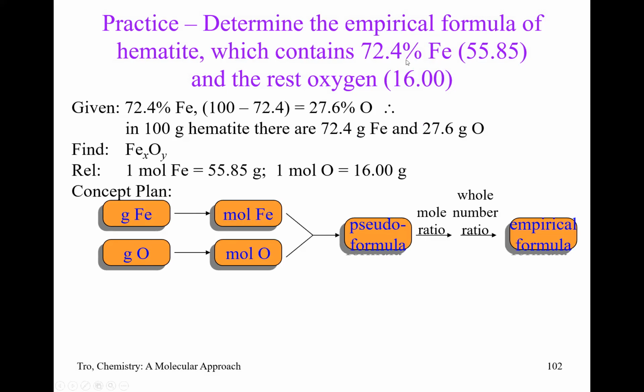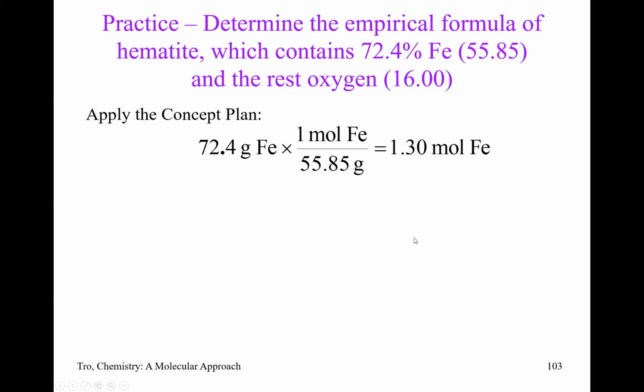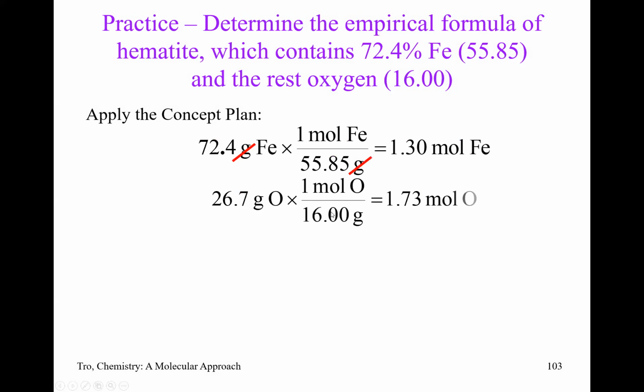Anyway, so it gives us the percent of iron. Subtract from 100, the rest is oxygen, obviously, so 72.4, 27.6. If we assume 100 grams, then those percent amounts become the gram amount. We change those into moles, and then usually these jump out at you, right? So let's get out of grams.